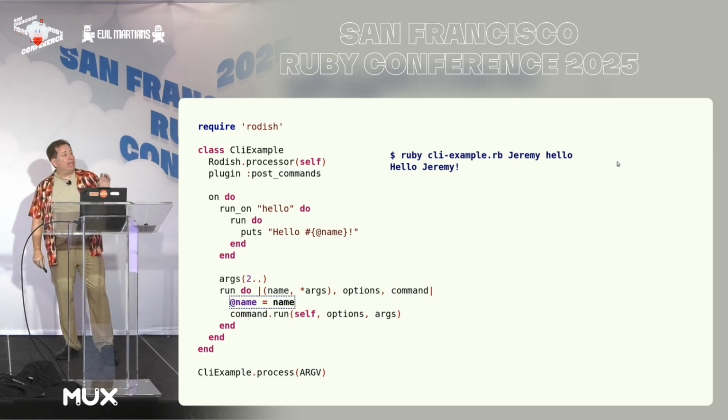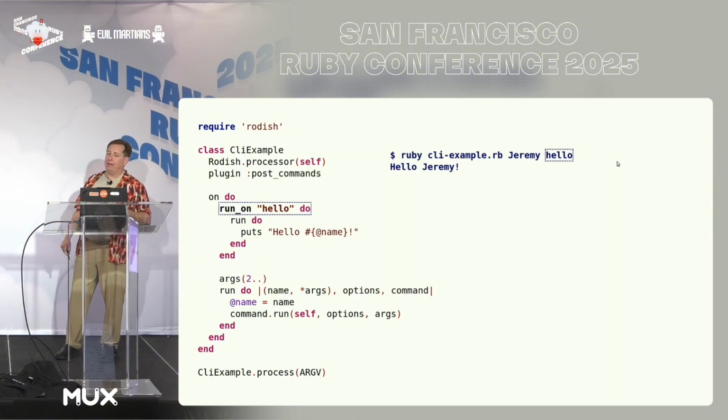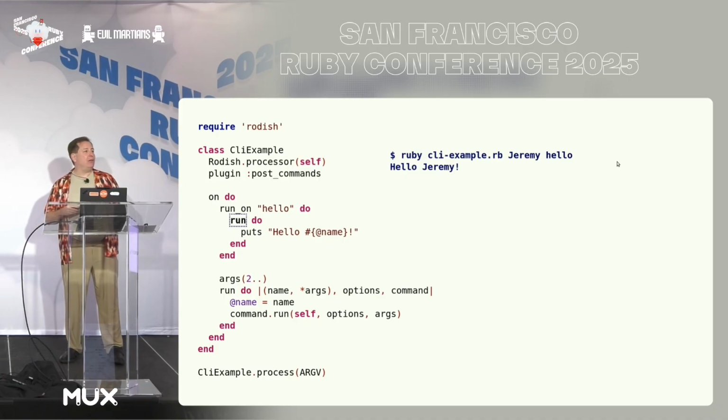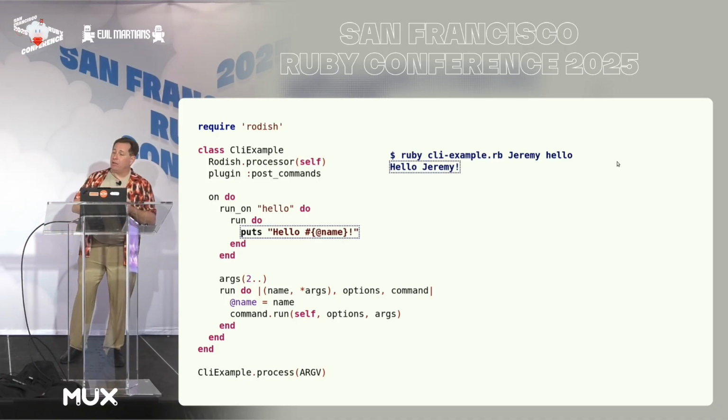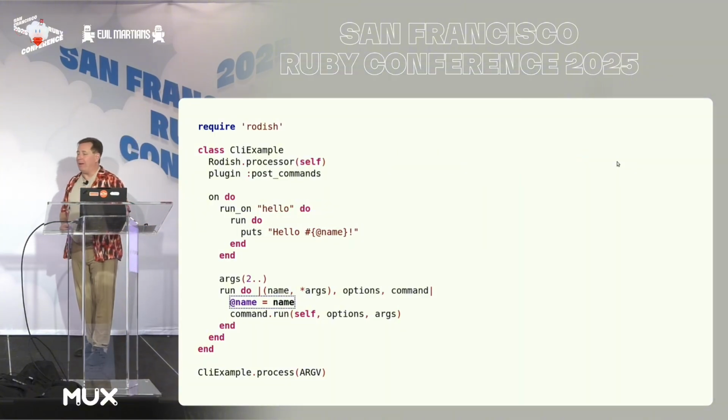Now in this case, we take the first command line argument and we assign it to an instance variable, and then we dispatch to the post subcommands. And as the subcommand given was hello, this will dispatch to the hello post subcommand. And this run block is executed in the same context as the run block for the root subcommand. So we can use the instance variable already defined, and this will print hello Jeremy.